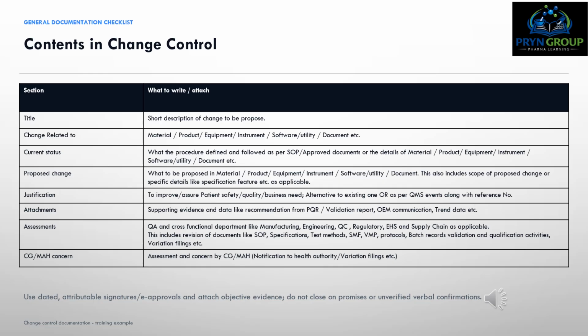If required, we have to send this change control to the contract giver or the MAH if we are in the contract manufacturing business. Once we send the change control to the CG or MAH, they will assess at their end for notification to the health authority or the variation filing requirement.